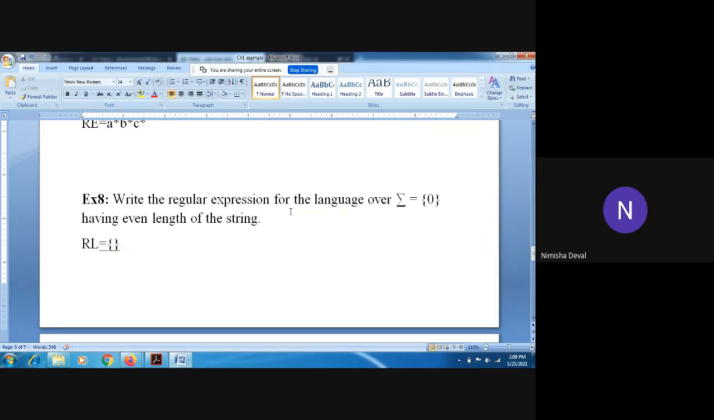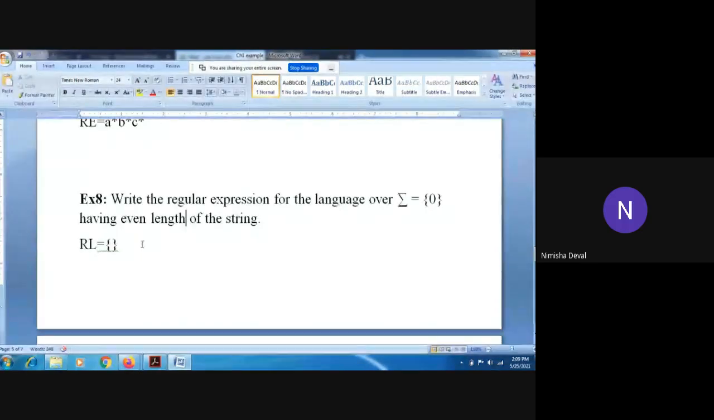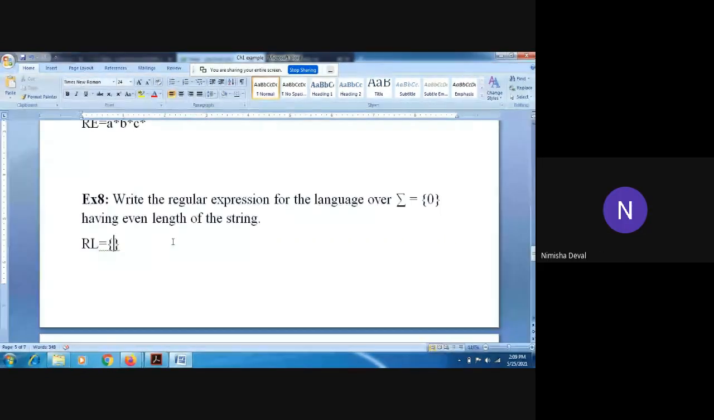Write the regular expression for the language over the input alphabet set {0} having even length of strings. Even length of strings. Can you tell me which strings come under this? Whether null will be there? Yes, correct. Null will be there. All of you are correct.